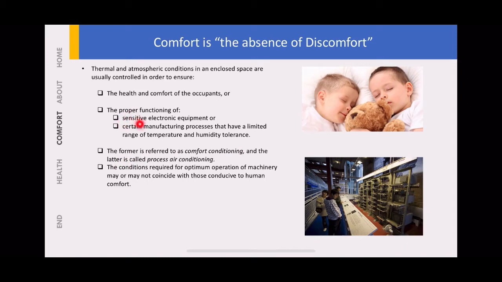The former, which is for people, is referred to as comfort conditioning, and the latter is called process air conditioning. The condition required for optimal operation of machinery may or may not coincide with those conducive to human comfort. What does it mean? The condition for humans to stay indoors in an air-conditioned space will be different from that for, let's say, computer servers for Amazon, Apple, or Google. They're quite different. Usually, these rooms are very, very cold, right? So it is not comfortable for us, but comfortable for the machines.